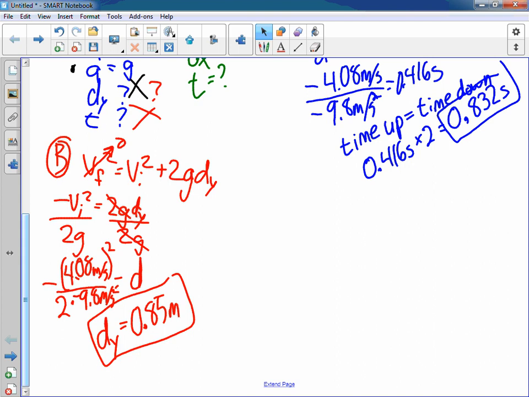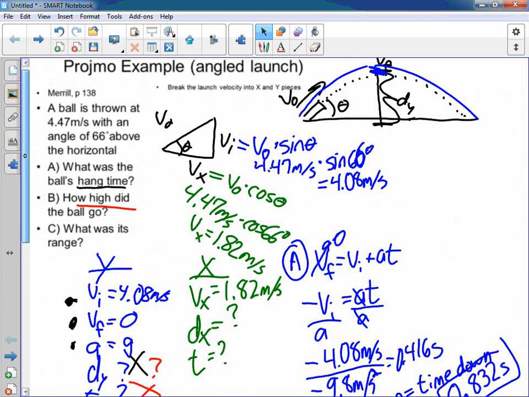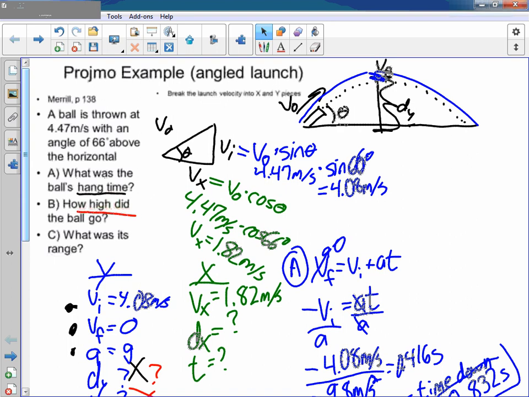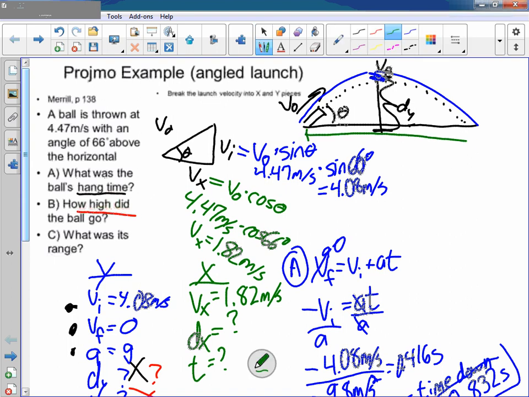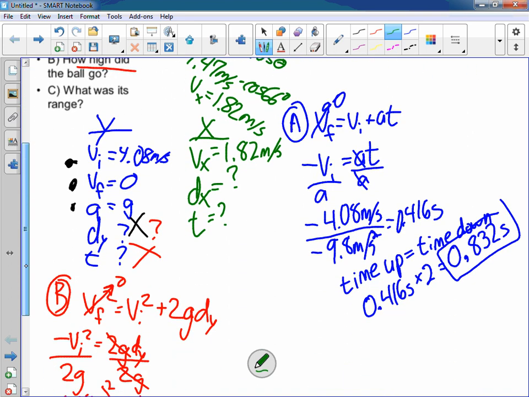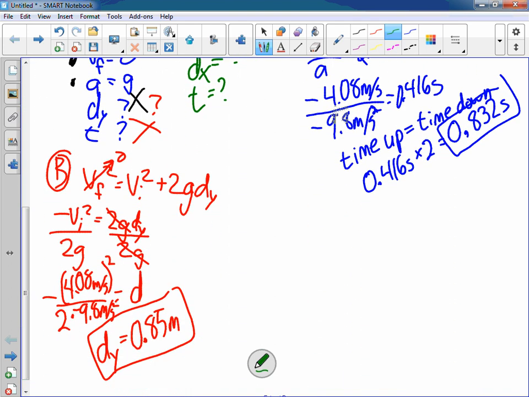Okay. Now, what would the range on this be? Range, we said, was on which axis? The x-axis. Okay, so we're talking about this whole thing here, displacement on the x. Okay, what's nice about this? What's the equation we're always going to use for the x-axis? Because there's no acceleration. Dx equals vx times t. Distance equals rate times time. Yes?